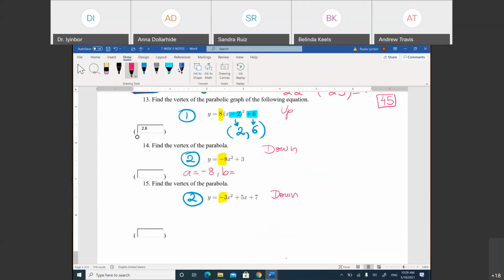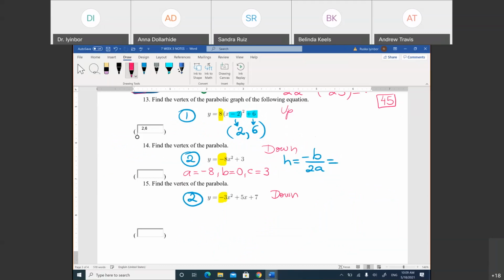So what is B? 0. 0, that's right. And what is C? 3. Yes, you don't need C in the formula, but I just want to write it down. So the vertex formula is h equals -b/2a. I'm writing the formula, right? And then I'm plugging in the numbers.